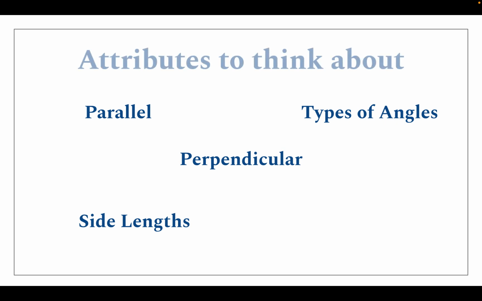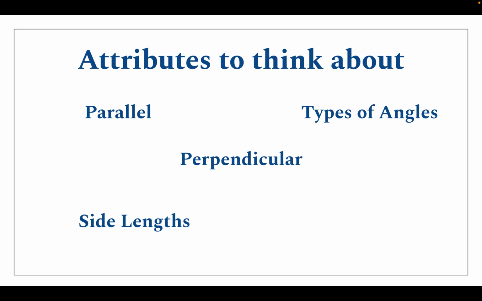So let's think of attributes to think about while looking at these different shapes. We want to look at, are the sides parallel? Are some of the sides parallel but not all? Are any of the sides perpendicular? What type of angles do they have? What are the side lengths?